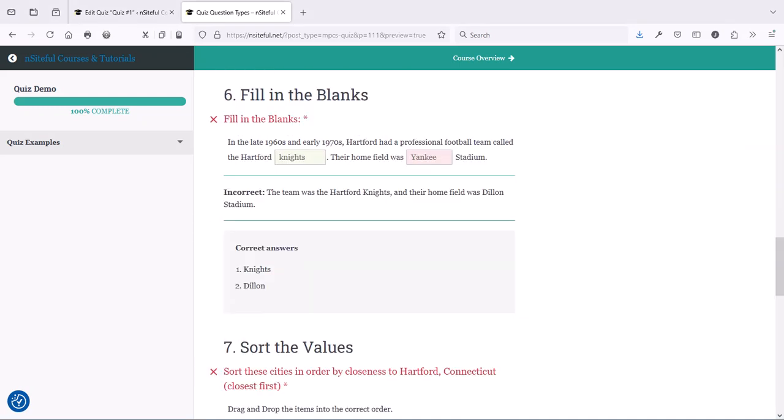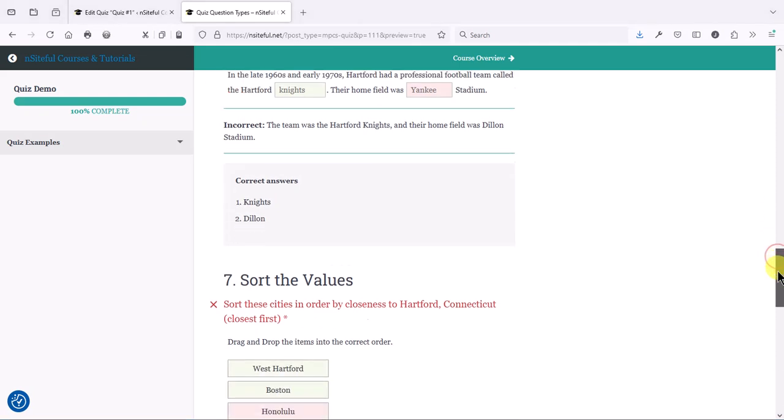I was marked. Question type number 5, fill in the blanks. I said it was the Hartford Knights and their home field was Yankee Stadium. Notice I did not capitalize the K in Knights. And contrary to the official documentation on the MemberPress site, fill in the blanks answers are not case sensitive. So I got Knights right, but I got Yankee wrong. I got the Dillon Stadium wrong.